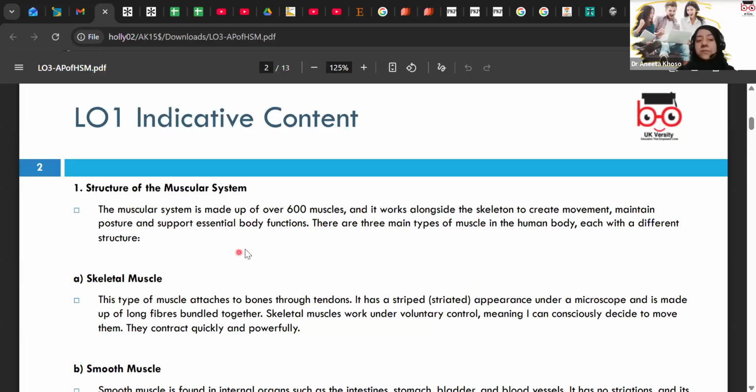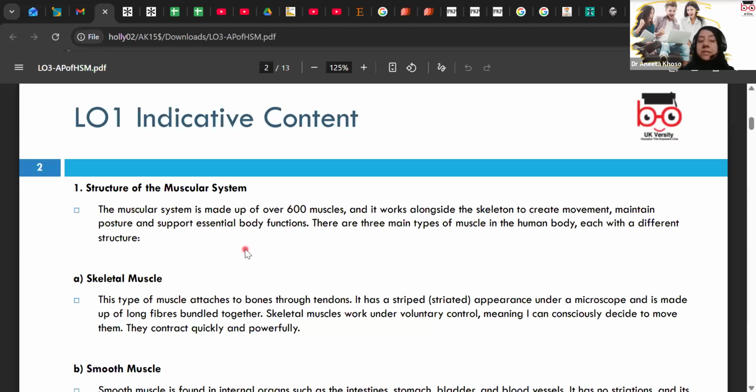So the indicative content for this session: we will talk about the structure of the muscle, the muscular system. It is made up of over 600 muscles. It works alongside the skeleton to create movement, to maintain posture, and support essential body functions. And there are three main types of muscles in the human body, each with a different structure.